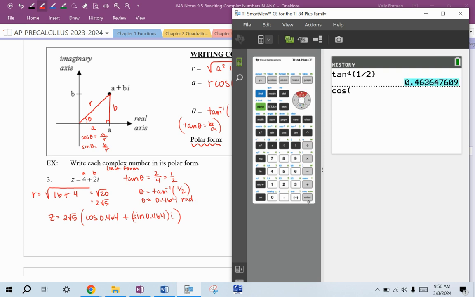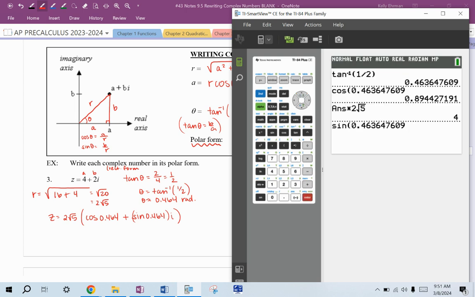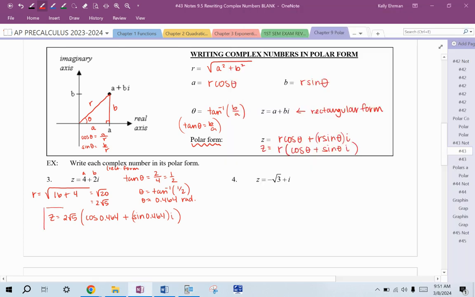Let's check that. Cosine of this angle times 2 radical 5 should equal 4. And sine of this unrounded angle theta multiplied by 2 radical 5 should equal 2, and it does. So you can check your work, but polar form seems weird. It seems like we're unsimplifying this, but polar form is just to write it like this. So basically, find r, find theta, write polar form.